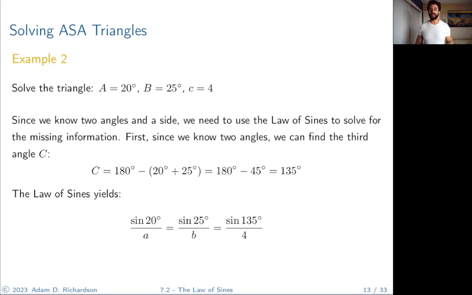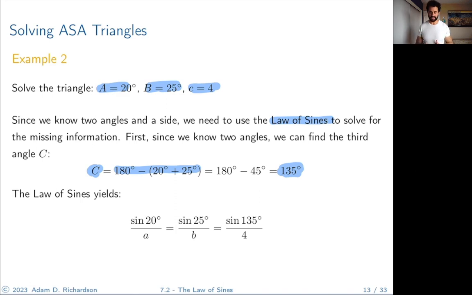In this case, what we know is we know two angles and a side again, right? Let me highlight these. So we know the angle A, the angle B, and the angle C. Because we know two angles and a side, we're going to have to use the law of sines. And the way we do it is very similar to what we just did. So first of all, because we have two angles, we already know what the third angle is going to be. In this case, it's going to be 135 degrees. So now we've got all three angles. We just need to find the two missing sides.